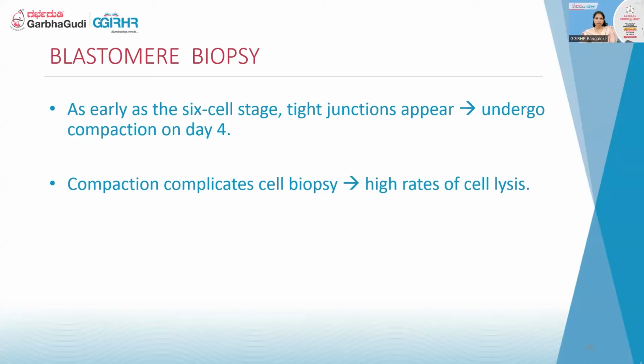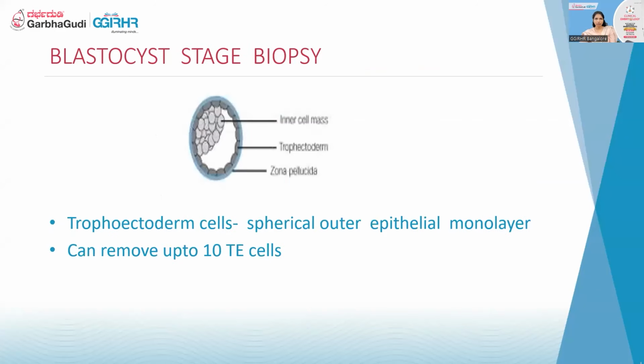At the early stage, the 6-cell stage, tight junctions will form, and the embryos will go for compaction on day 4. Once they go for compaction, we get many cohesive cells formed. This is called a blastocyst. The outer layer is the zona, inside is the trophectoderm, and the cohesive cell group is what we call the inner cell mass. The inner cell mass will become the baby, whereas the trophectoderm will become the placenta.